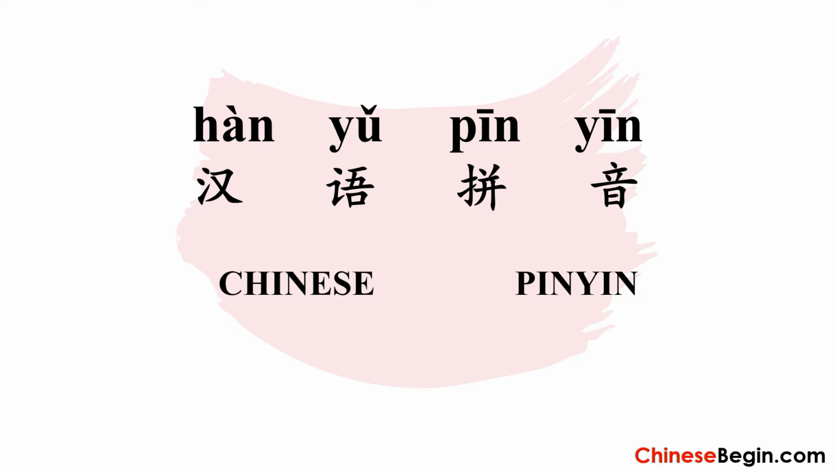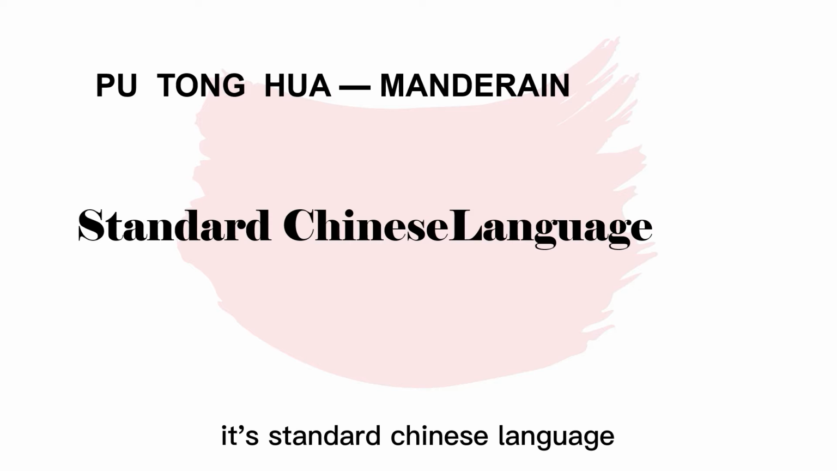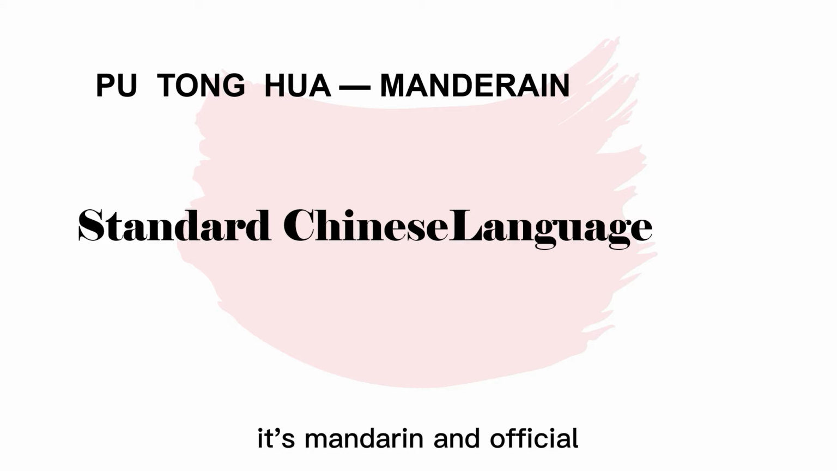I'm Ella. Today we are going to learn 汉语拼音, Chinese Pinyin. So what is Pinyin? Before answering this question, let's know something about 普通话. 普通话 is the common language of the ethnic groups in China. It's standard Chinese, Mandarin, and official. It's based on Beijing phonetics and the dialects of northern China.